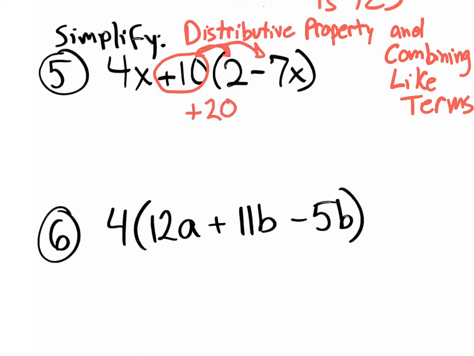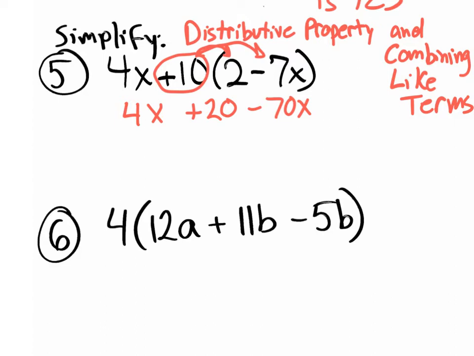Positive 10 times negative 7x, that's negative 70x. And then let's bring down the 4x that's out in the front. So again, simplify means distributive property and combining like terms. I already distributed, so now we gotta look for combining like terms. So we have three terms. We have the 4x, we have the 20, and the negative 70x.